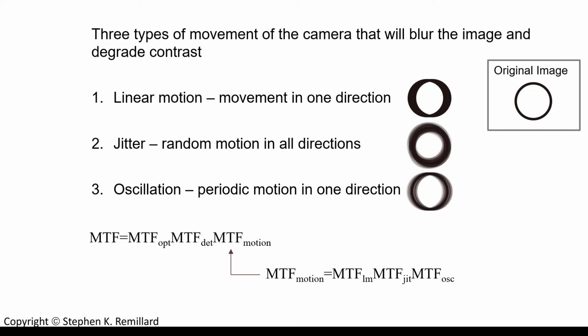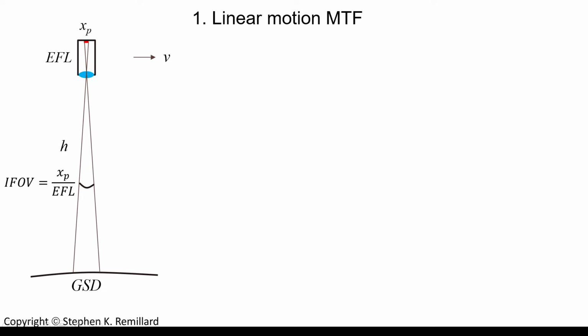Aberrations and diffraction degrade the contrast through the optical MTF. Sampling degrades the contrast further through the detector MTF. Motion degrades it even more. And the motional MTF can be divided into three factors, one for linear motion, one for jitter, and one for oscillation. So to describe linear motion, imagine an aerial camera.